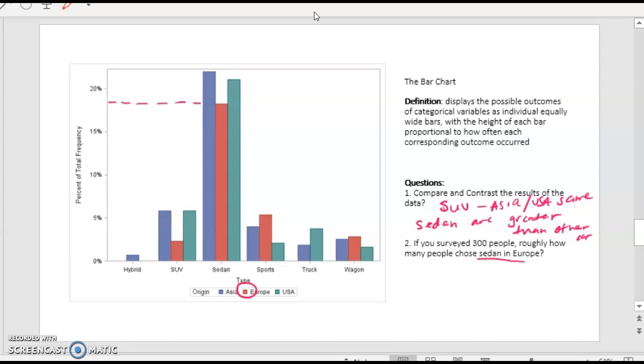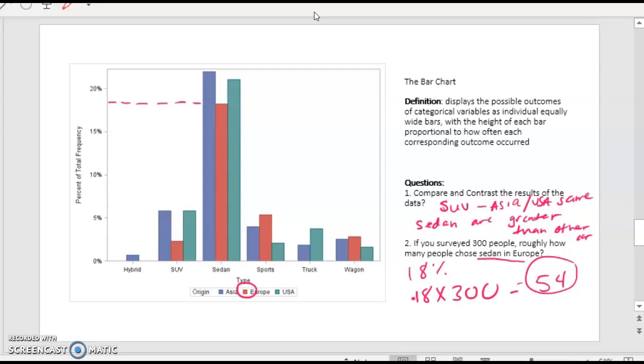So if this is 18%, and I want to find 18% of 300 people, then I'm going to take 0.18 and multiply it by 300, and that's going to give me the number of people that chose sedans in Europe, which is 54 people. Again, watch your rounding. You always round down to the nearest whole number for people. So 54 people.